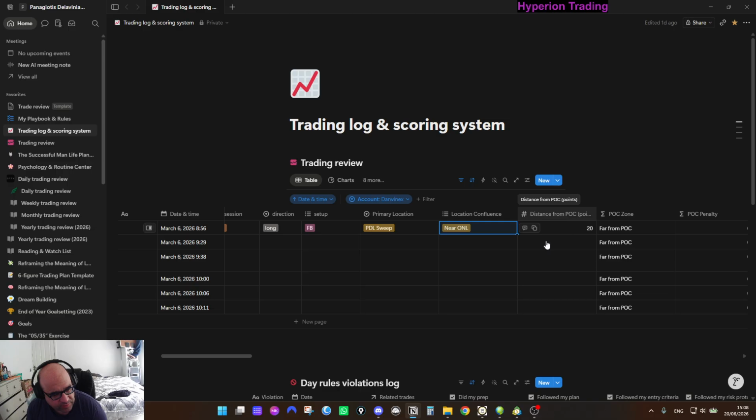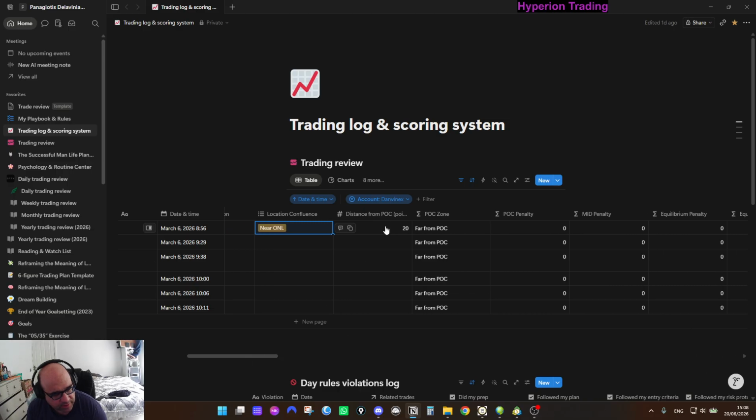So we have the distance from the POC, because I take into account the CVAs and the POC, the central price, which is a very choppy environment. So I say, okay, how many points? For ES, if it's, for example, 2 points, it's literally very close, so you're going to get a choppy environment. Let's say I'm 20 points away. Automatically it says I'm far from the POC, so I can trade it. If I had, let's say, 3 points, near the POC, I get a penalty for it. Now we're 20 points from the POC, so that's quite far away.